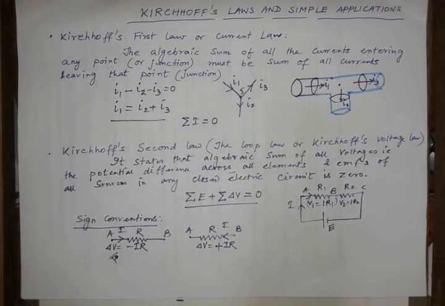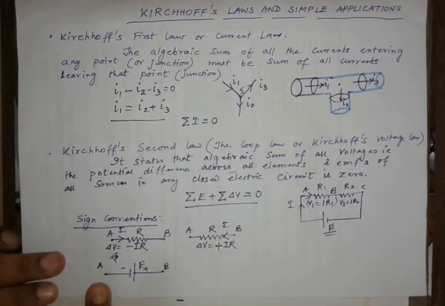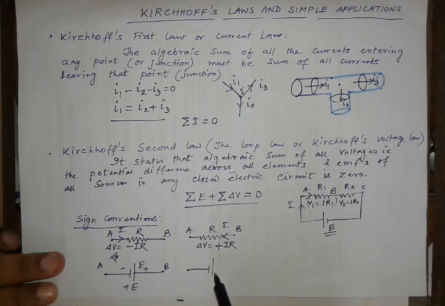Now for the potential, that means for the EMFs of the cells. So suppose in this case also same thing. This is your A point, and here one battery is connected like this. EMF is there, this is minus and this one is plus. This is B point. Always you are going from A to B, and you are going from minus to plus. Then in this case we will take this E as plus E. And same battery will be connected the other way.